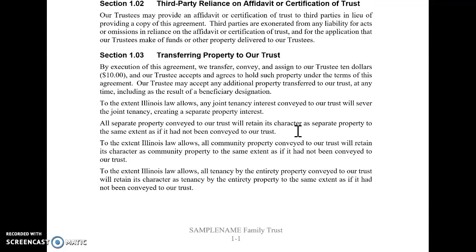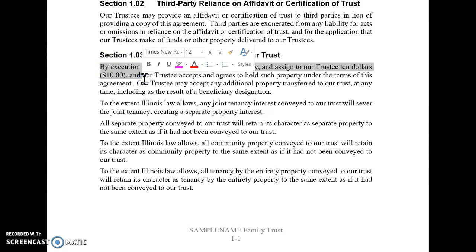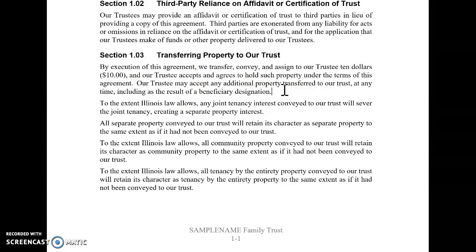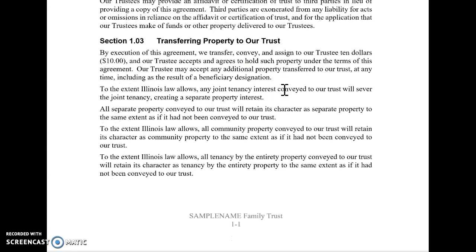The trust is a vehicle. It owns property, but not until we put property in it. That's what section 103 is about. Now, the first section here says, hey, when we sign this agreement, we are conveying $10 and all of our personal property into the trust. So immediately the trust is valid. Immediately the trust owns property.